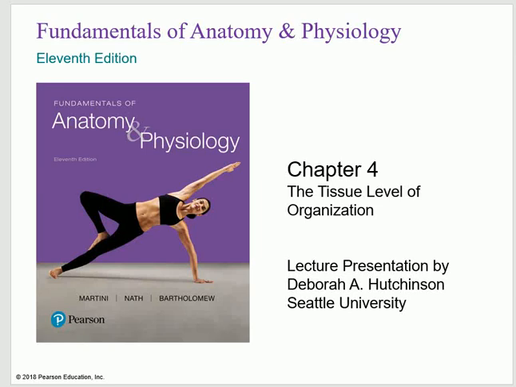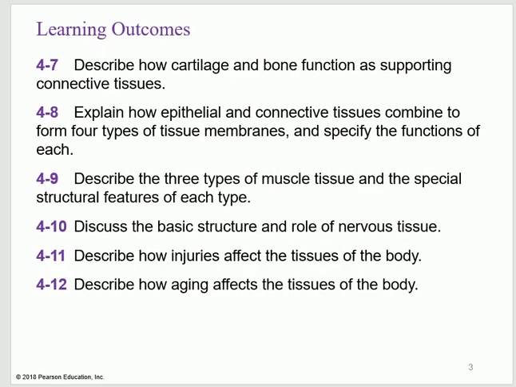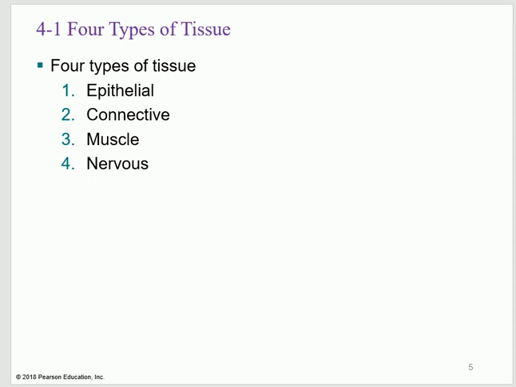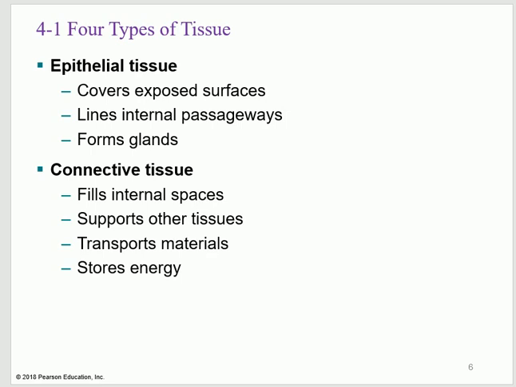So chapter 4 is the tissue level. These are the outcomes. You can read it. But tissues are groups of specialized cells that do a specific function. We have 4 different types of tissues: epithelial, connective, muscle, and nervous tissues. Epithelial is anything that covers our body, lines it from inside, or forms a gland. Cover, line, gland: epithelial cells.